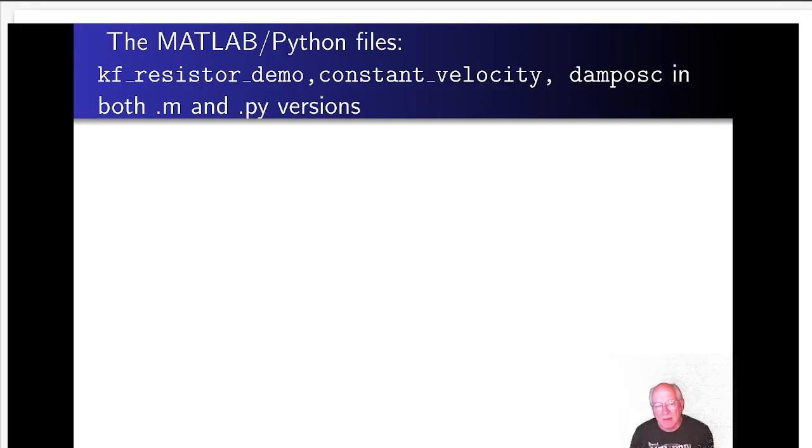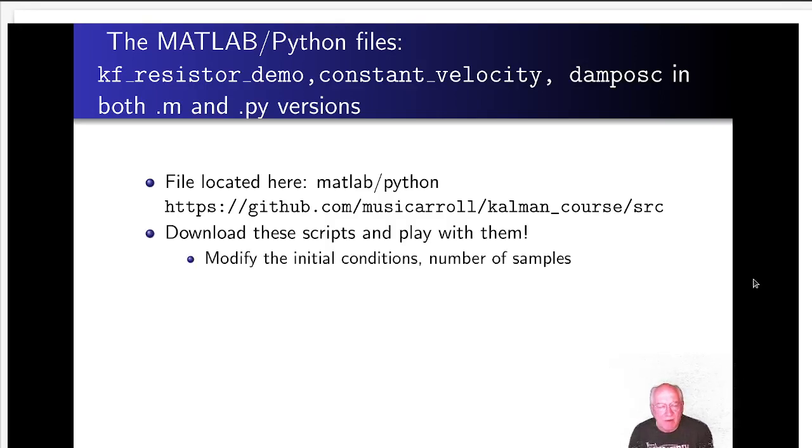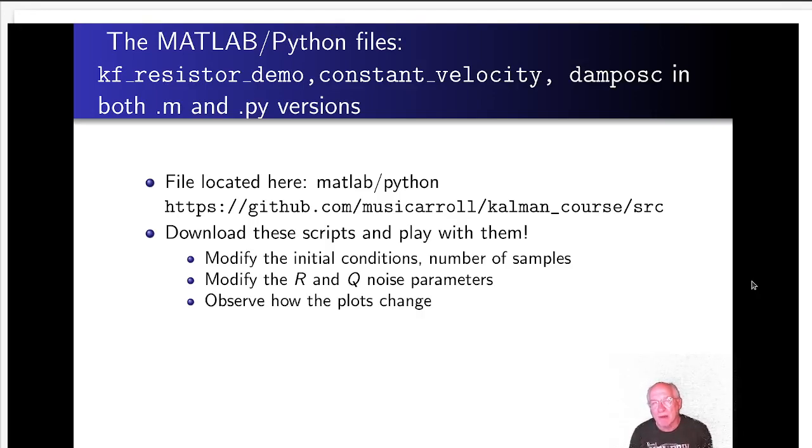The MATLAB and Python files can be found out on the GitHub, and here's the URL for the GitHub repository. The MATLAB files are no longer maintained, so they're somewhat older, but you can download those if you have MATLAB. I am currently working primarily with Python, so I would use the Python scripts. Download the scripts and play with them. Modify the initial conditions, the number of samples, play around with the various noise parameters for measurement noise and process noise, and then observe how the plots change.